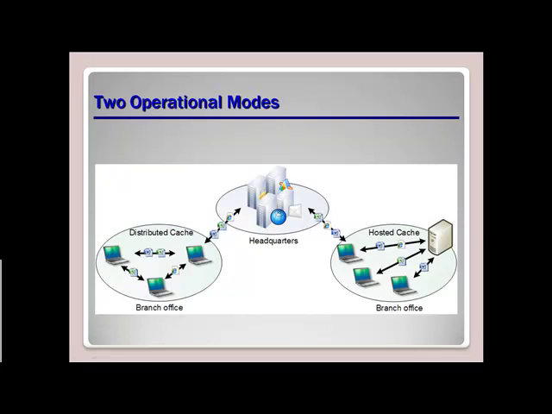Once that workstation gets that file, then depending on whether it's in distributed mode or hosted mode, it will either cache that file on its own machine for use and for sharing by the other machines, or in the hosted mode, it will take that file and parse it out to the content server responsible at that home branch office for storing that file.